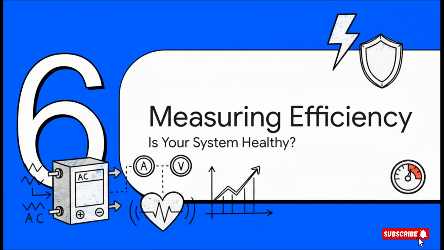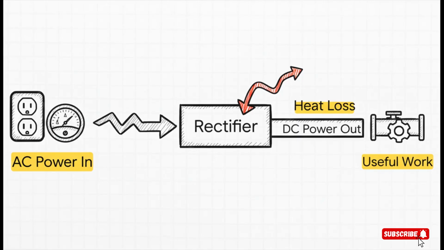Last but not least, let's talk performance. Look, a rectifier might be putting out the right numbers, but that doesn't mean it's healthy. Measuring its efficiency is like taking its pulse. It tells you how much of the power you're paying for is actually being turned into protection. The formula couldn't be simpler. It's just the power coming out divided by the power going in.